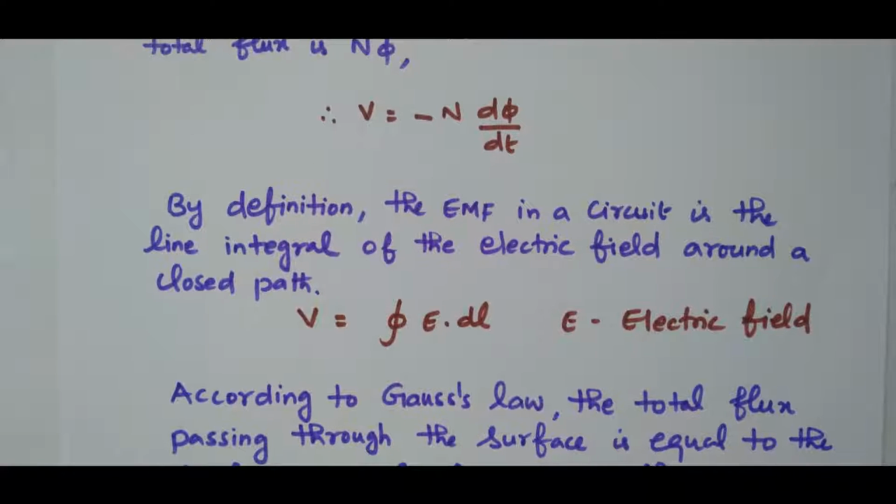By definition, the EMF in a circuit is the line integral of the electric field around a closed path. So the EMF in terms of electric field is given as V equals integral E dot dl. Another form, compared to the previous one based on Faraday's law, this is the general form. V equals integral E dot dl.